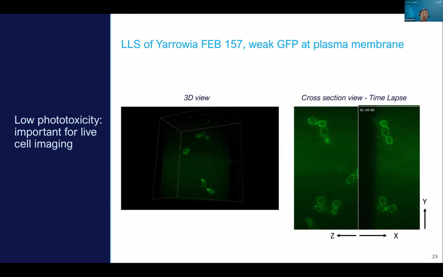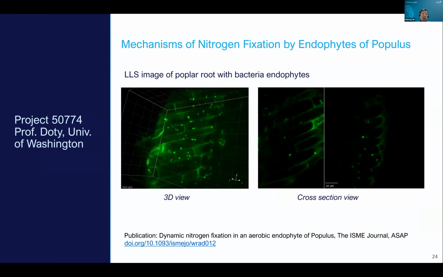So you can see under the microscope, the yeast cells are still growing. This demonstrates the lattice light sheet microscope has lower phototoxicity. This is good for live cell imaging. It's much better than the confocal. So now I will show you some real research projects using the lattice light sheet microscope.